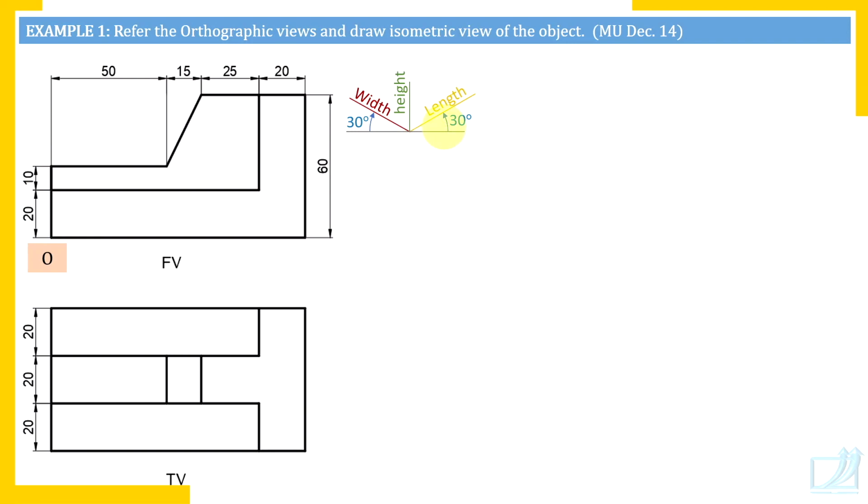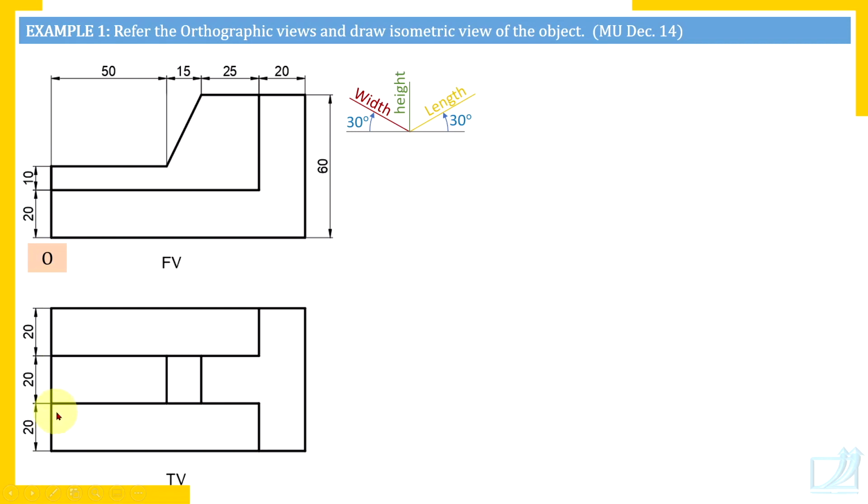So the first step in the isometric view is to choose the orientation of the width and length axes. Check on which side point O is, and that side axis is the width axis. Next, identify overall dimensions. The total length of this object is 50 plus 15 plus 25 plus 20, that is 110. Height of the object is 60, and width of the object is 20 plus 20 plus 20, that is 60. So length 110, height 60 and width 60.